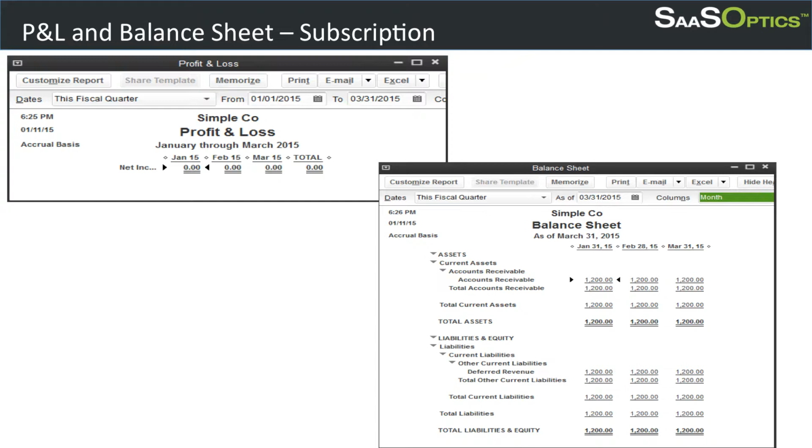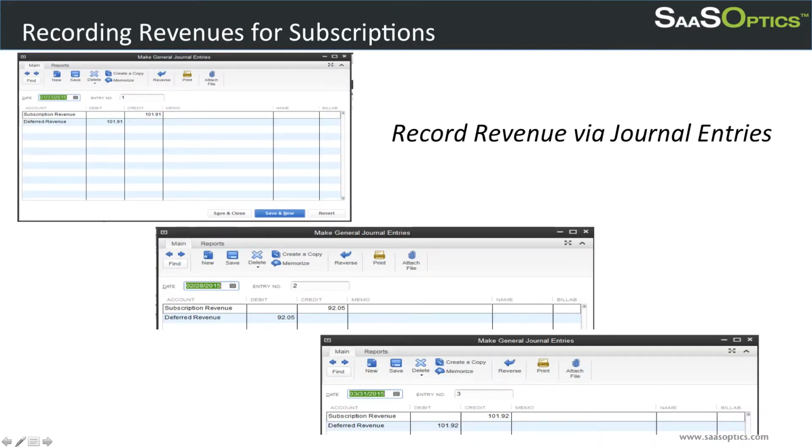So how is it that we get our deferred revenue, which is what we've invoiced here in excess of the revenue that we can recognize? How do we get the revenue out of here and over here? Well, we do it through journal adjustments. And in SaaSOptics, we give you the reports to generate those journal adjustments, and we typically do it by month.